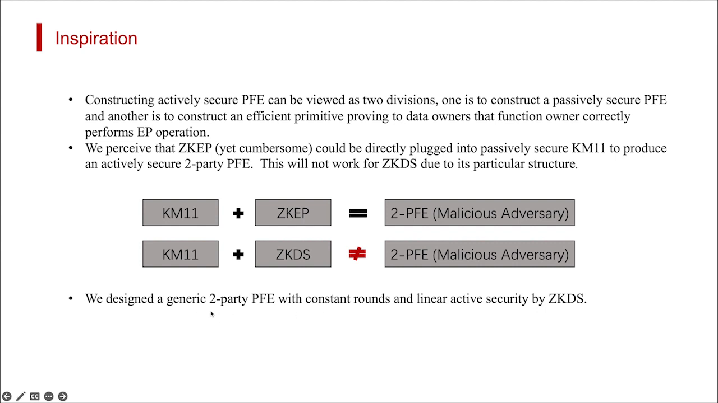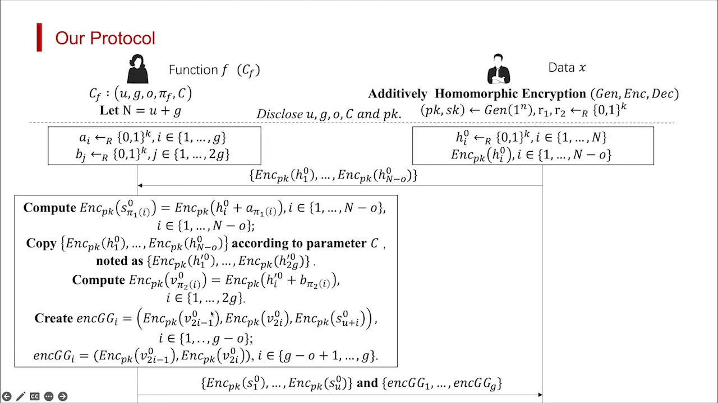We designed a generic two-party PFE with constant rounds and linear active circuit security by ZKDS. This is our protocol. Alice translates her private F into a circuit CF, which has U input wires, G gates, and O output wires. Alice sent U, G, O, and C to Bob. C is this. C randomly chooses two sets of random numbers and encrypts them under PK. Bob holds the private data X. He generates this and sends PK to Alice.